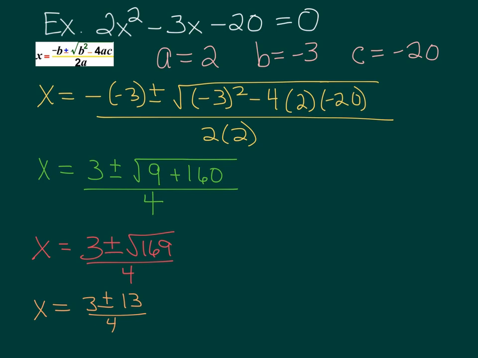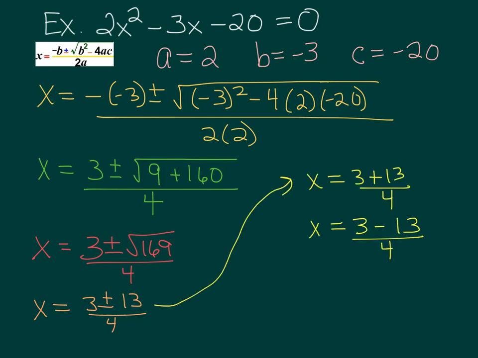Okay, so I did a couple steps in that, and so here I simplified all of this and got 9 plus 160 and a 4 down there, and of course that became positive 3. 9 plus 160 is 169. The square root of 169 is doable without a decimal in this problem, which is 13. So now I need to cut it up into my two answers. So it's just x equals 3 plus 13 divided by 4 and 3 minus 13 divided by 4.